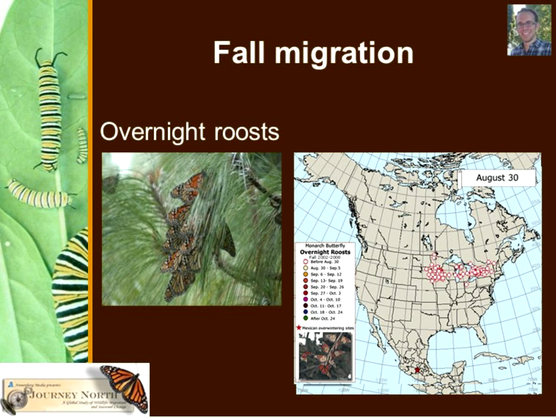So this is one way of getting that information about what is happening in the fall. So I highly recommend you participate in this project. If you see a fall roost, report that to the website so there is a record of it.